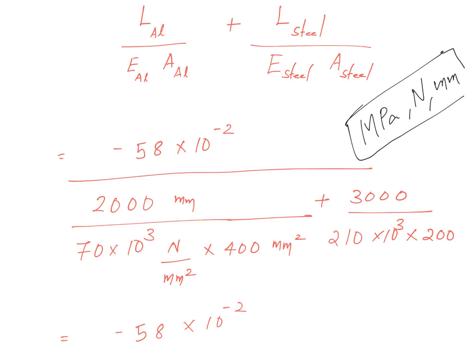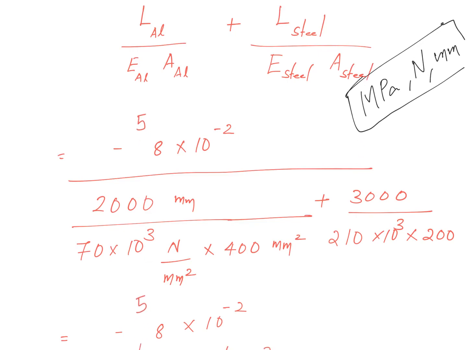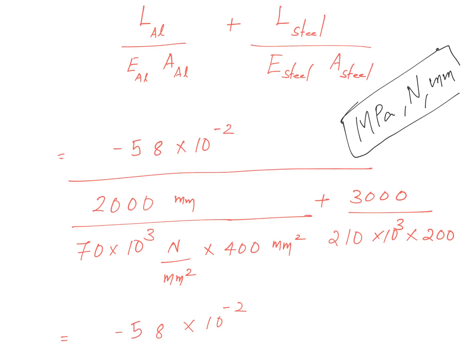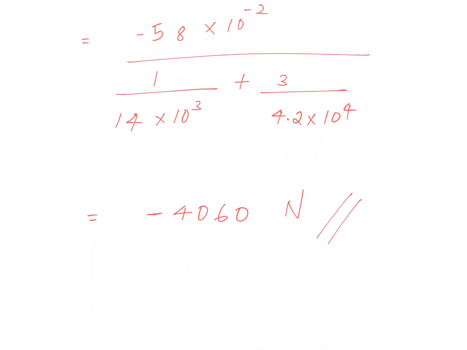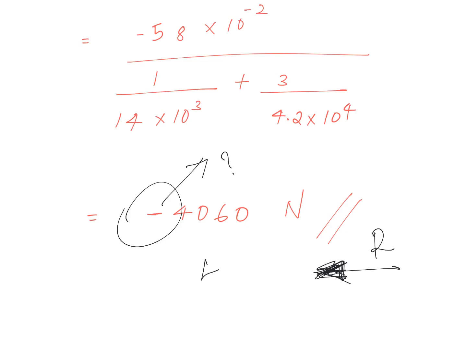So that's why you can see here I am substituting 70 GPa as 70 times 10 to the power 3 MPa. So you need to always use consistent units. Once you plug in all these numbers, you will get the answer like this. The answer will be 4060 Newton, and you can see a negative symbol here. That essentially means that my reaction force is acting in this direction. This is a simple thing. So don't worry about the minus symbol, but the answer is 4060 Newton. So that is your answer.